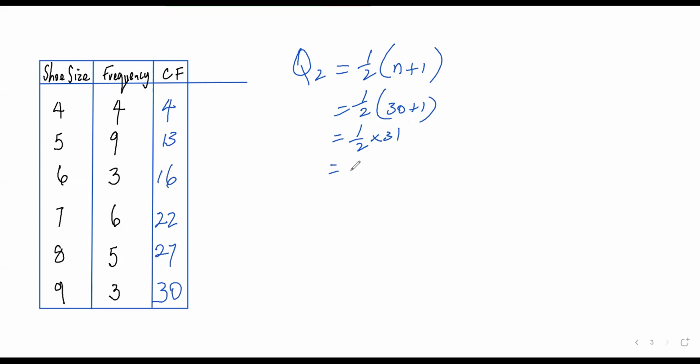Yes, Shalomi, correct. Sir, I have a question. Is it not 14 instead of 13? Because 9 plus 5 is 14. 4 plus 9 is 13. 13 plus 3 is 16. 16 plus 6 is 22. 22 plus 5 is 27. 27 and 3 is 30.